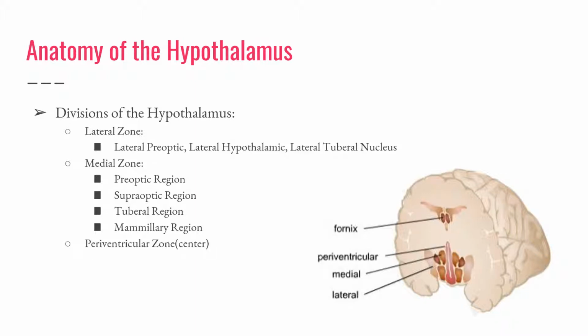So the hypothalamus can be further broken down into three zones: the paraventricular, medial, and lateral zone. And if you look to your right at this diagram, you can see that from center to outside it goes paraventricular, medial to lateral. These zones can further be broken down into different regions, such as the medial zone can be broken into preoptic, supraoptic, tuberal, and mammillary regions. Each of these regions and zones consist of a variety of nuclei that function in different sensory and body functions.